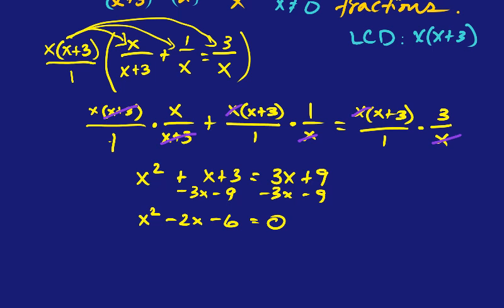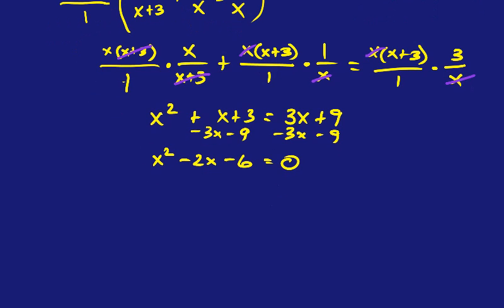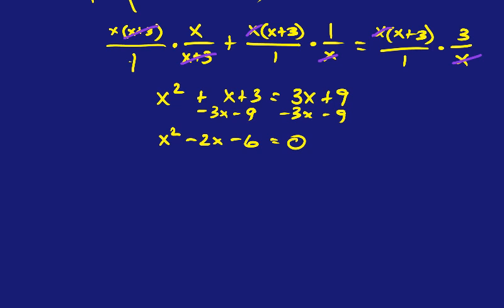You could try to factor it, but it's not going to work. So I'm going to choose to use the completing the square method to solve this. You can use the quadratic formula if you want, but I think completing the square is faster. So x squared minus 2x plus a blank equals, and I add that 6 over, so 6 plus a blank. What goes in the blank? 1. And so then I can factor that to be x minus 1 squared equals 7.